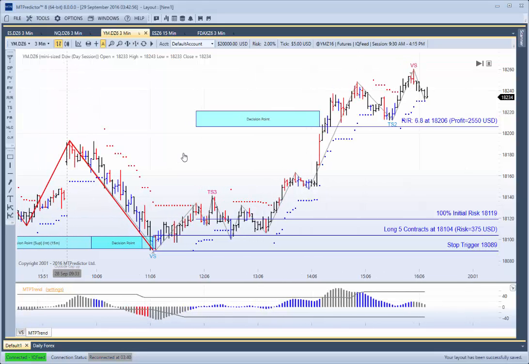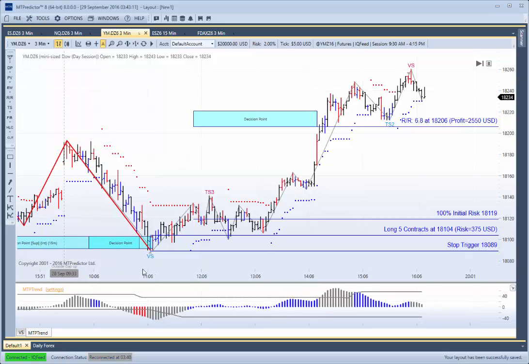So a very, very good day for MTPredictor yesterday, and a very good example of the cyclical nature of trading and how markets go through cycles, through good times, bad times, hard times, and then back to good times as time moves forward. So again, a very good day for MTPredictor yesterday, nailing the low of the day in the YM with a very nice profitable trade as a result.